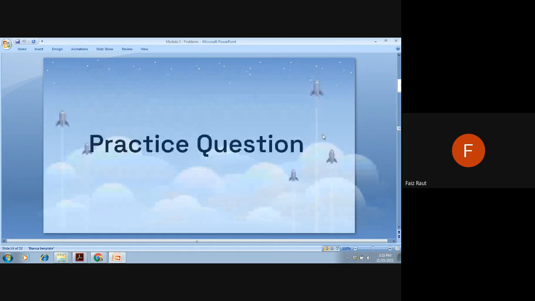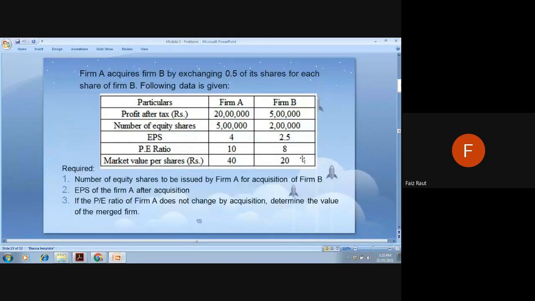And I had given you one practice question. Let's discuss it. If you have solved it, you can just refer to it. In this case, firm A acquires firm B by exchanging 0.5 of its shares for each share of firm B. It is clearly given that firm A acquires firm B. Firm A is the acquiring company, firm B is the target company.